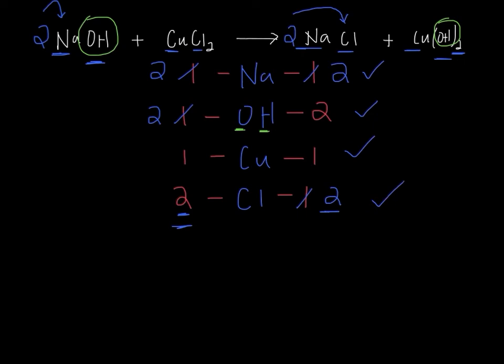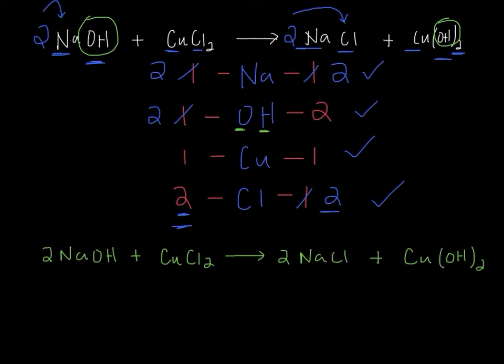Your final balanced reaction should look like this. So I have a 2 to 1 to 2 to 1 ratio. Now these 1s are implied, you can write them in, or if you don't write them in, like I said before, they're implied. So your molar ratio, again, is 2 to 1 to 2 to 1.